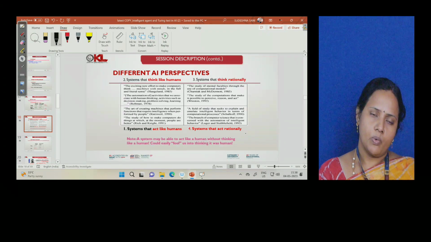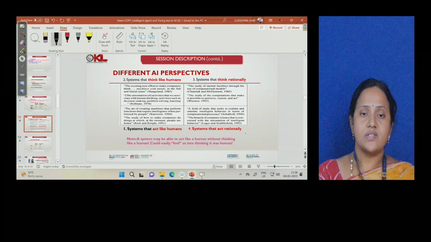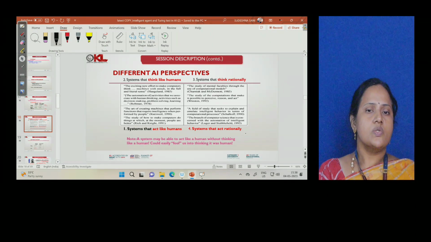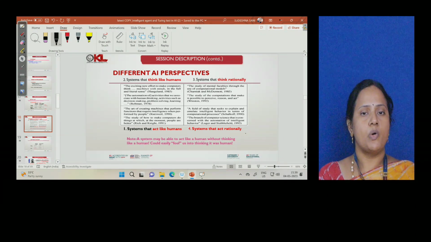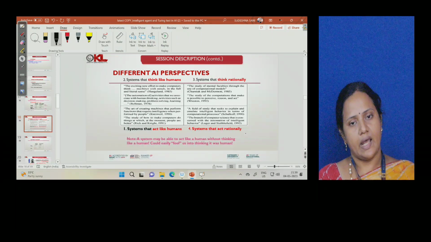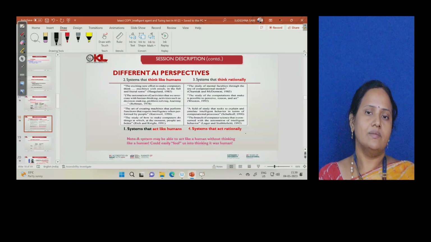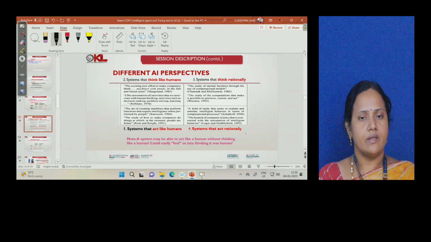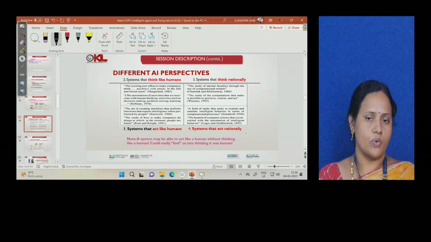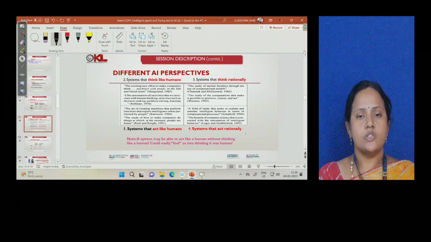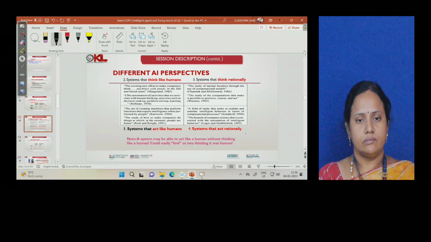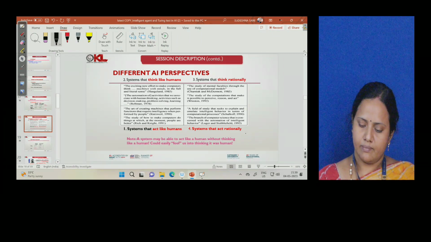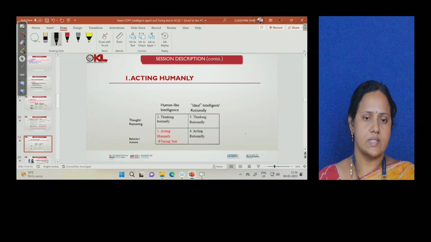And finally, the fourth important perspective they took into consideration is systems that think rationally. It is the study of computation that makes it possible to perceive, reason and act. All that comes under thinking rationally. If the system is able to perform all these tasks, it is not a wonder that the computer can really imitate a human being. We will see how all these things are done.